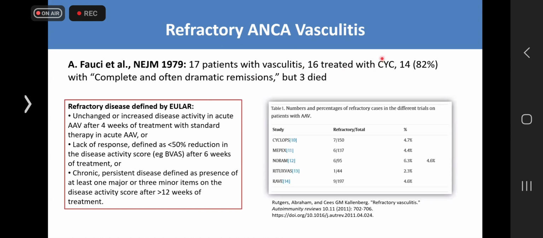And how common is refractory vasculitis? So in this first paper, it was 2 out of 16, and in several other papers including modern therapies, as you can see summarized, the rate is somewhere around 5%. So 5% of patients who are treated appropriately will still have refractory disease. So this is rare, and I don't see a case every year in my own practice, but I do have a few cases of this.